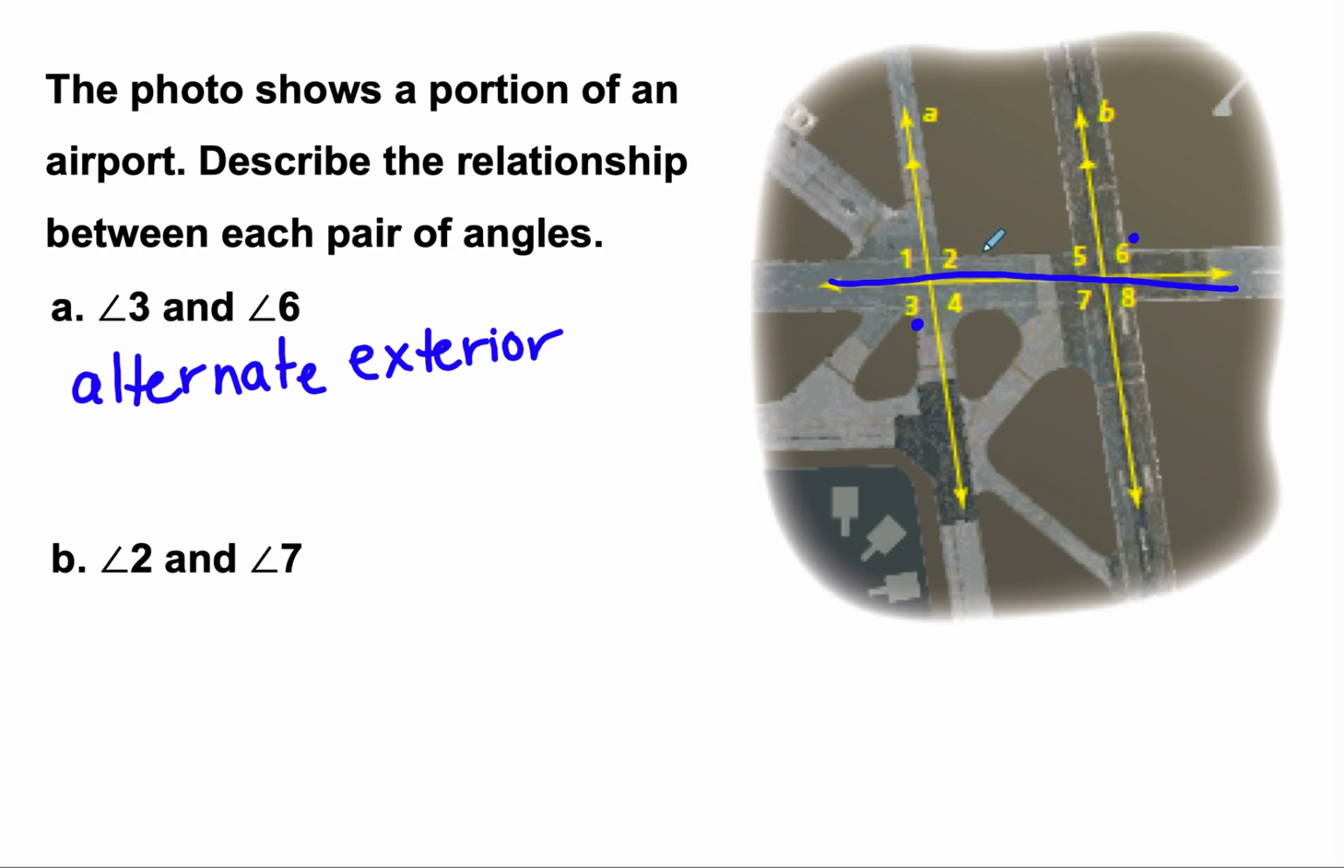And then 2 and 7. Here's 2. Here's 7. They are also on opposite sides, so still alternate. But this time they're on the inside. So they're interior. They're in between our 2 parallel lines.